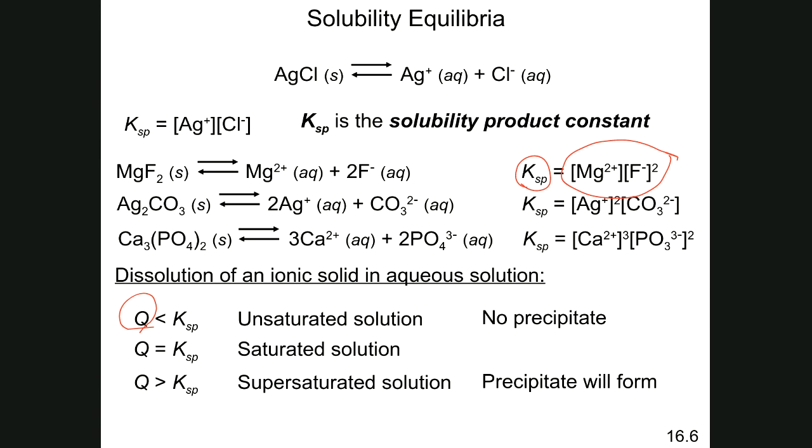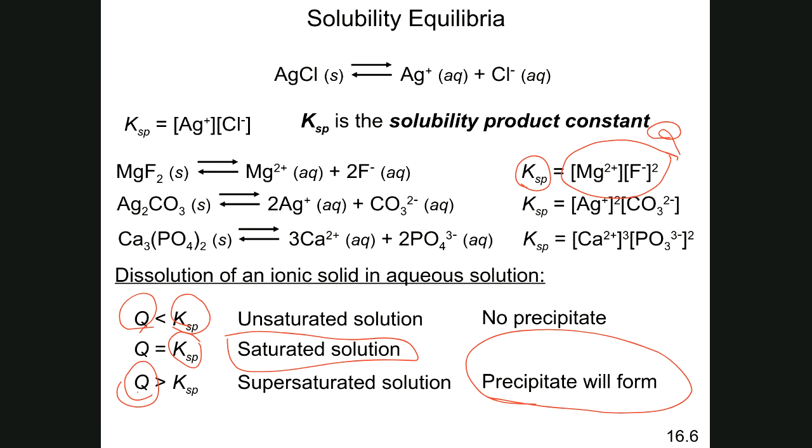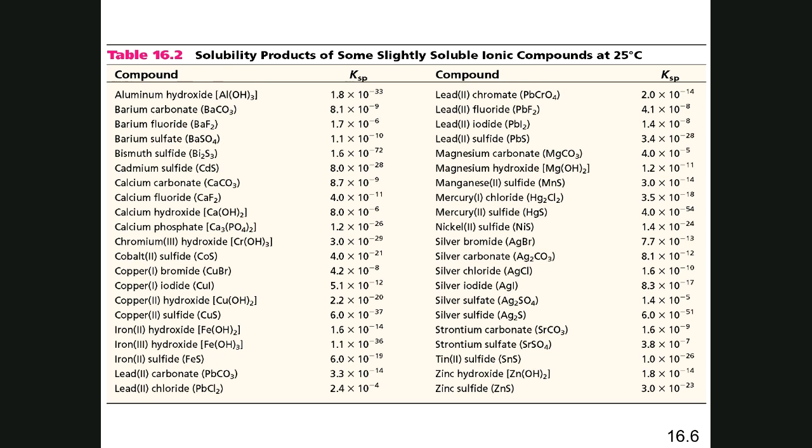Ksp is for equilibrium or saturation. If Q equals Ksp, that means you have a saturated solution. If Q, the concentration of the ions, is greater than the Ksp, then the excess amount will precipitate. So if you want to know if precipitate forms or not, you must have the value for Ksp, and then you should be given the molar concentrations for the ions and calculate the Q, compared to Ksp. If Q is greater than Ksp, we know that precipitate is going to form.